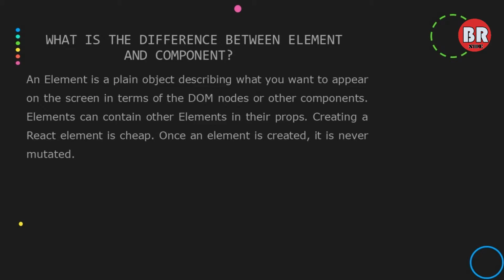What is the difference between element and component? An element is a plain object describing what you want to appear on the screen in terms of the DOM nodes or other components. Elements can contain other elements in their props. Creating a React element is cheap. Once an element is created, it is never mutated.